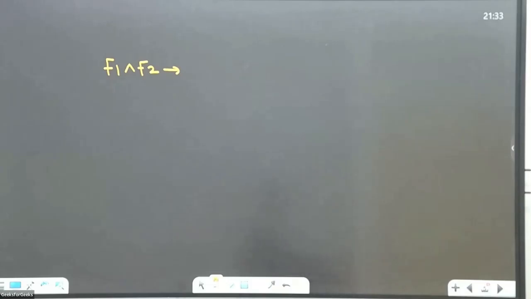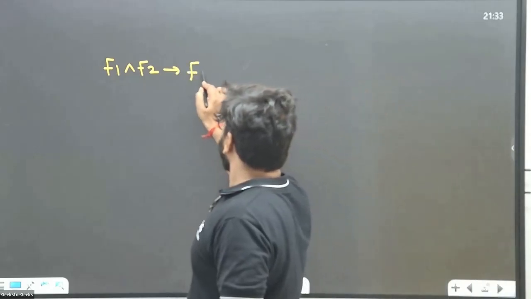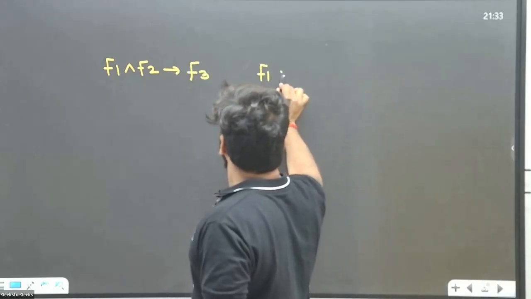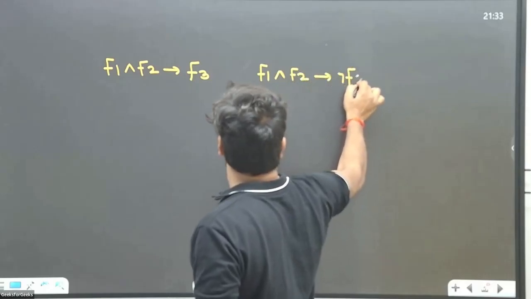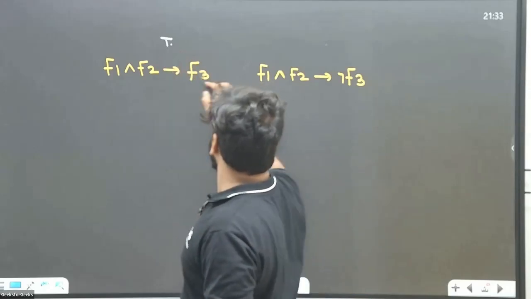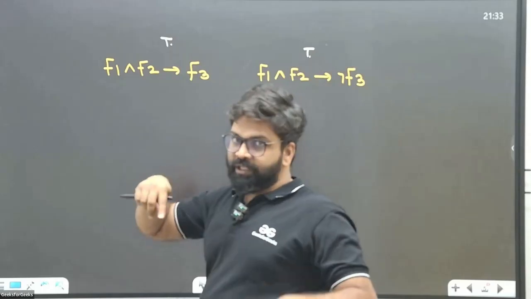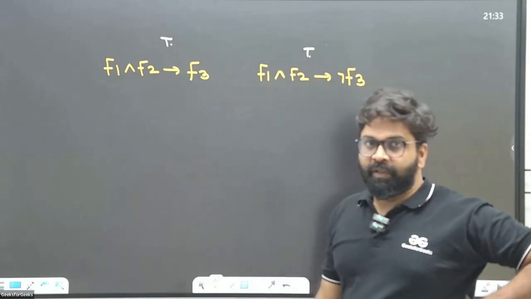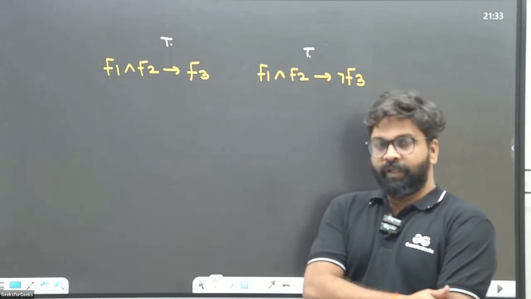F1 and F2, it implies F3. And F1 and F2, it also implies negation of F3. So the question is saying that this is also a tautology and this is also a tautology. That means it cannot be false at any point of time, and this one also cannot be false at any point of time.